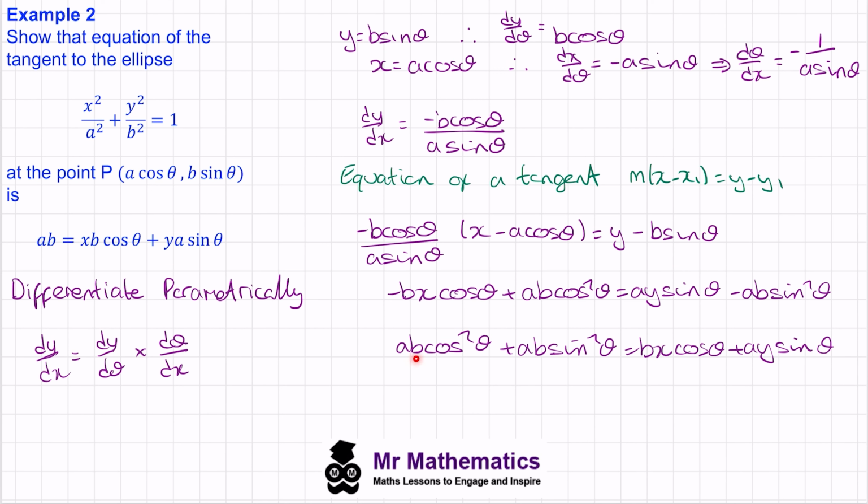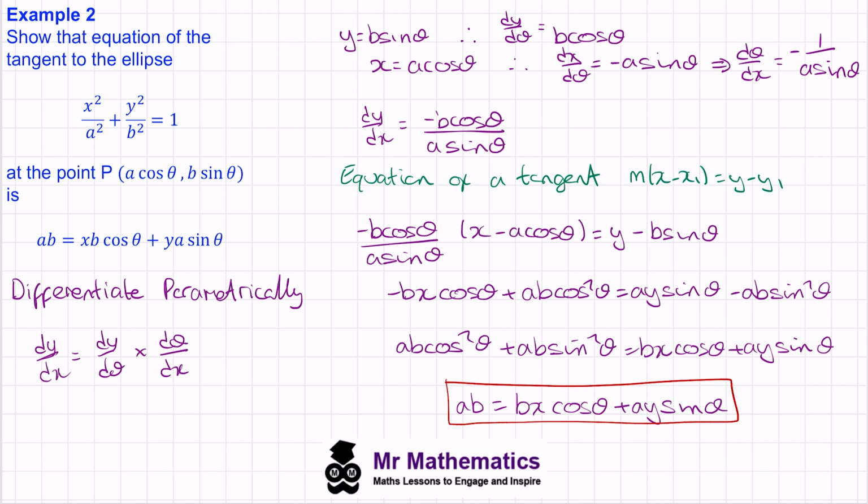We can factor out the ab, and then we're left with cos squared plus sine squared. But cos squared plus sine squared is 1. So we have ab is equal to bx cos theta plus ay sine theta. And this is the general form of a tangent to an ellipse. Okay?